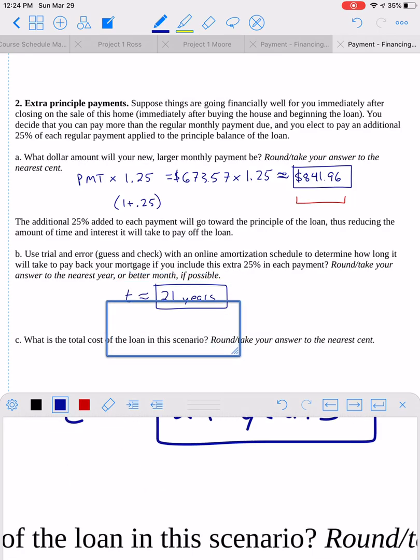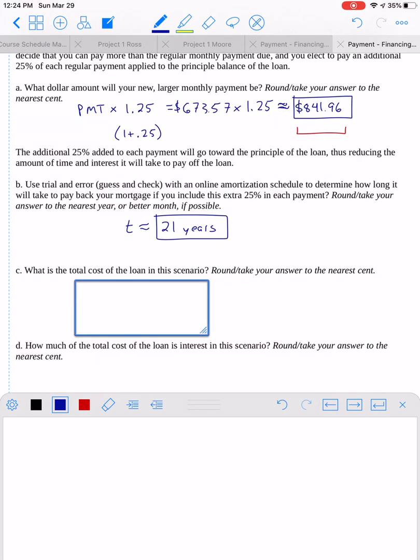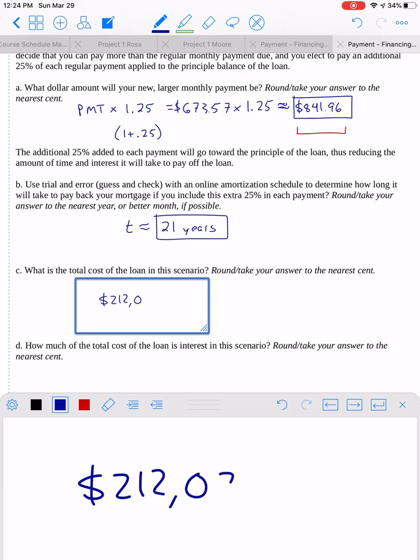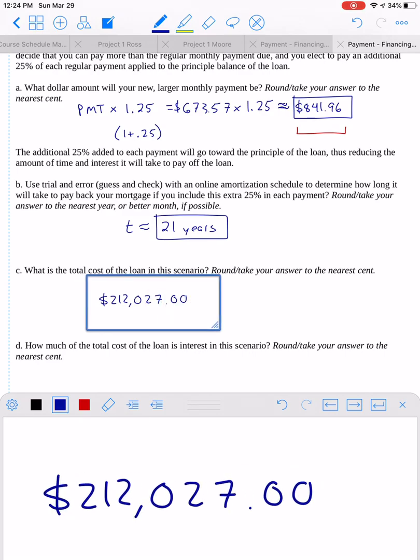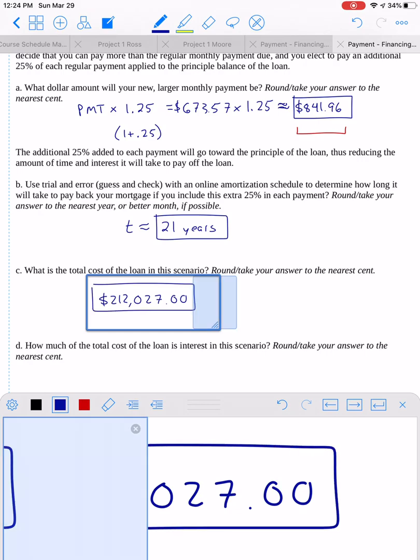Okay, so now let's answer the rest of these questions. What's the total cost of the loan? Well, that was easy to get. It was right there at $212,027.00. Great. Box that up. We've taken our answer to the nearest cent, so great.